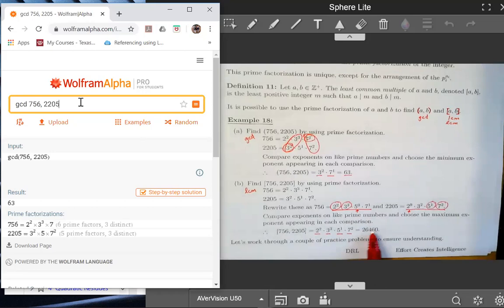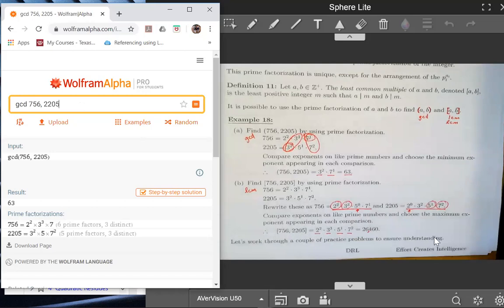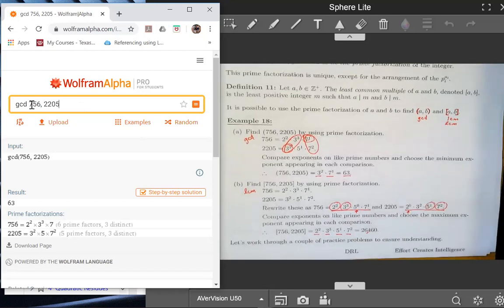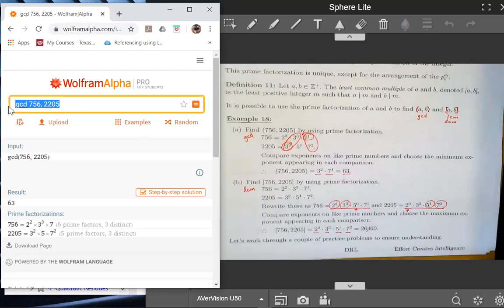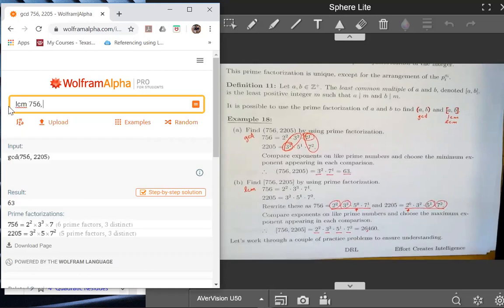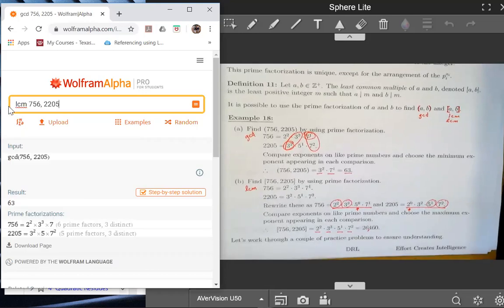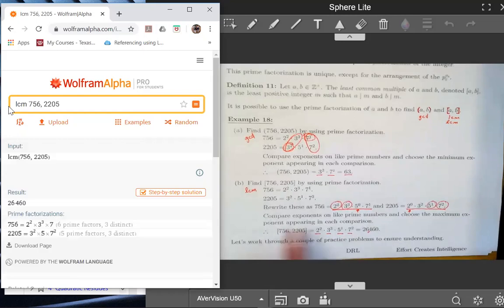And we see that that's going to be 26,460. You can put the comma in there if you wish. And we can use Wolfram Alpha to check our information and ask for the least common multiple of 756 and 2205. We set that up, and so we see how that checks out.